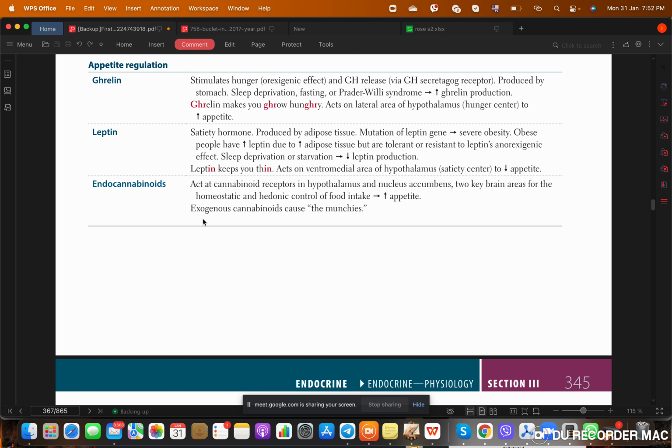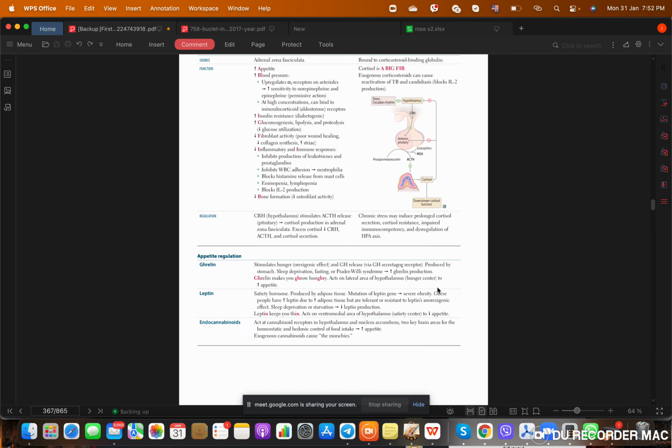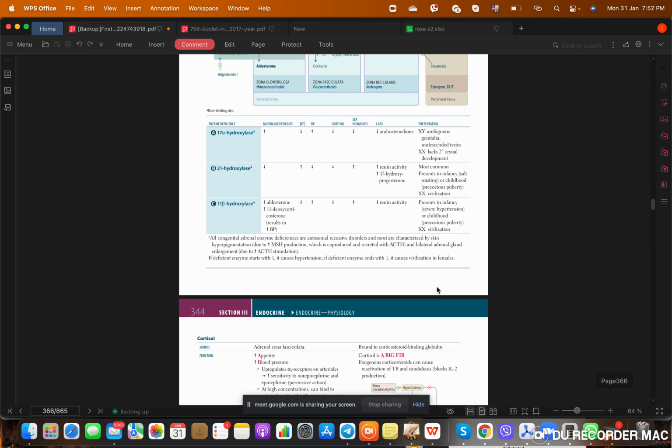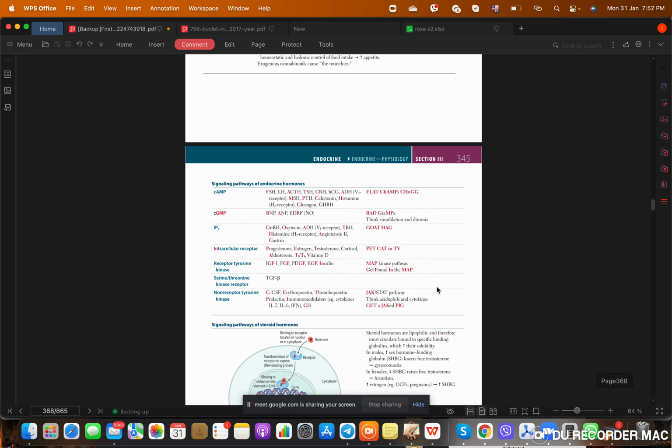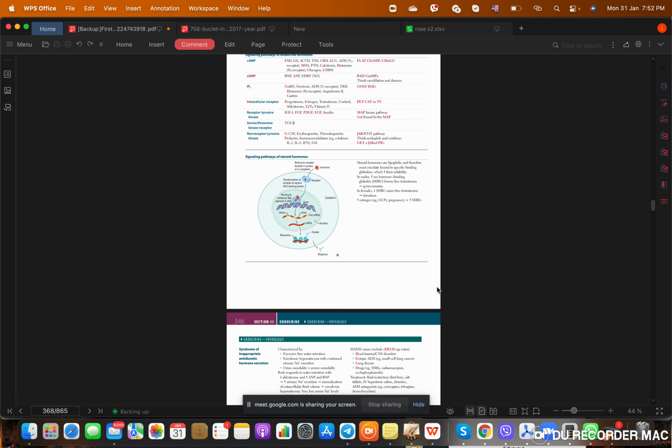Okay, by the way, do we use cannabinoids to stimulate people to eat? Yes, we do, especially in HIV patients at the end stage and cancer patients. They have zero appetite. They are going to die, but you need to keep helping them.